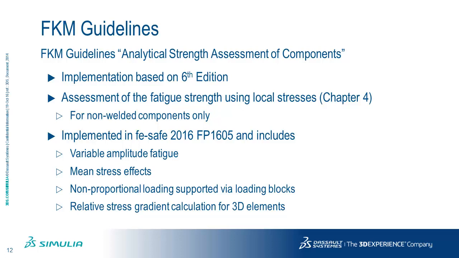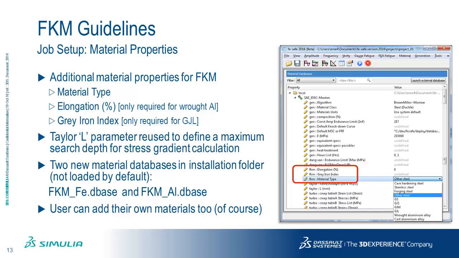It's the local stress thing. If you are going to use the FKM guidelines, you have to get a copy of the guidelines yourself because otherwise you don't understand all the parameters, right? So there's some new material information that you have to give. We do, in fact, have from the guidelines, and we had permission to include, their database of ferrous materials and aluminum materials.